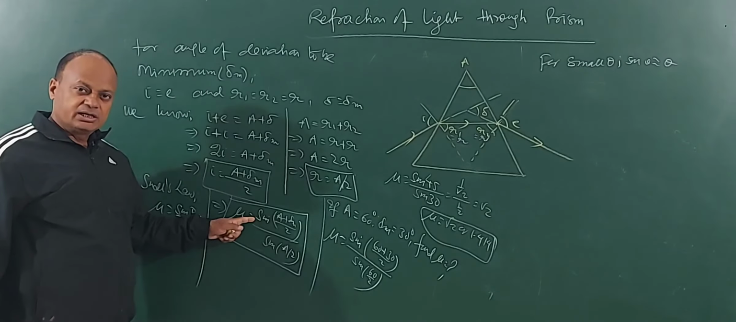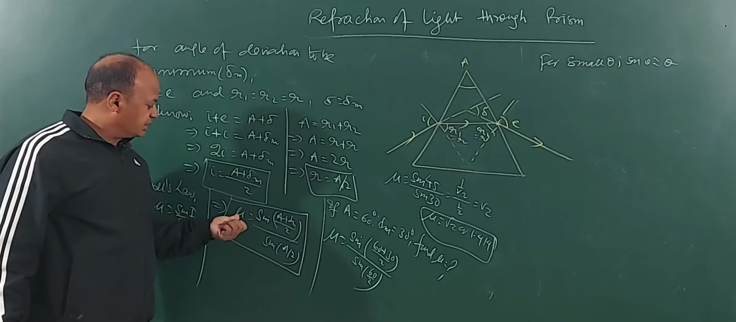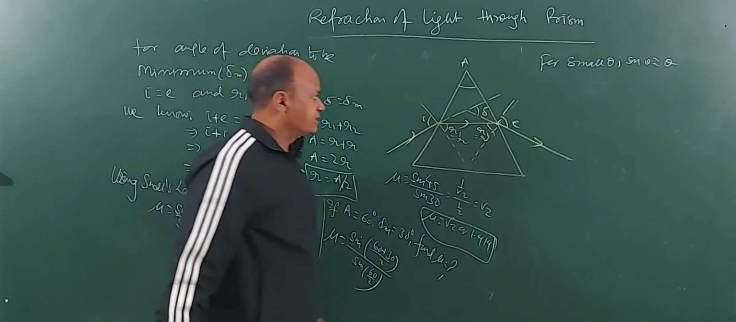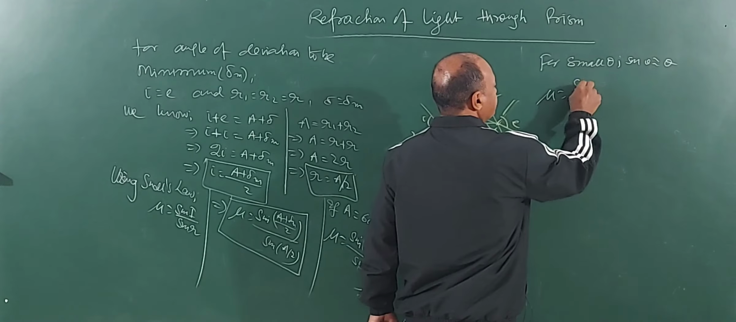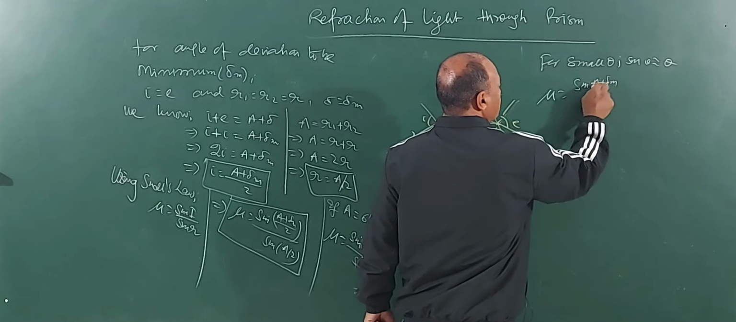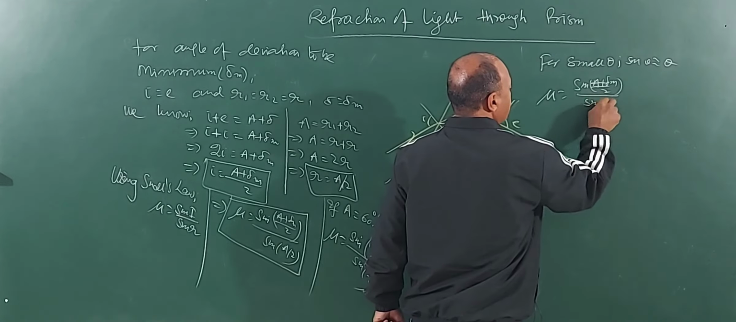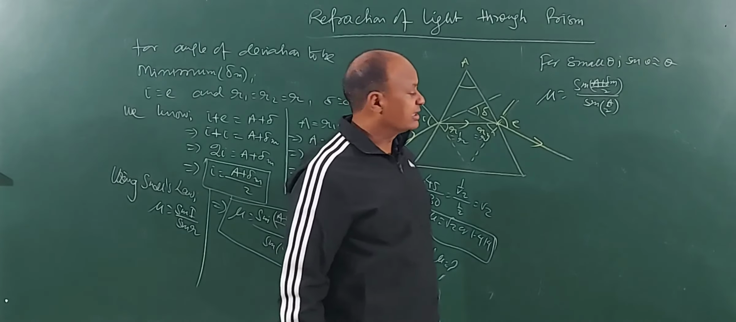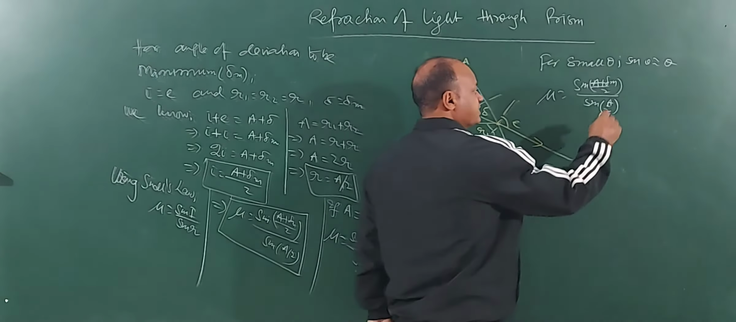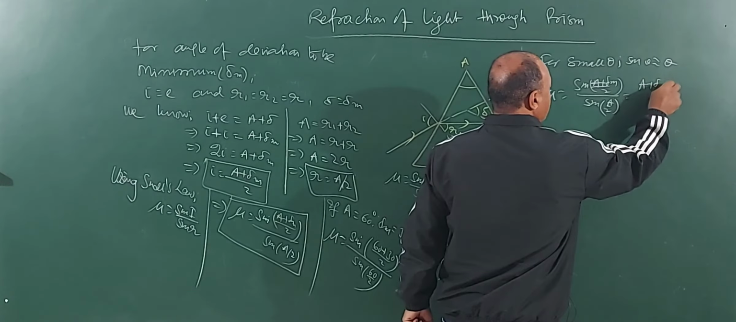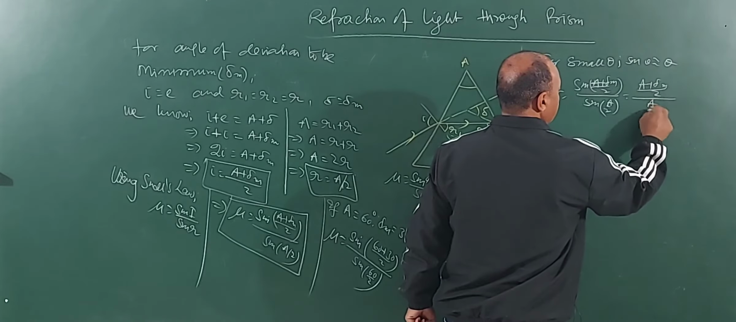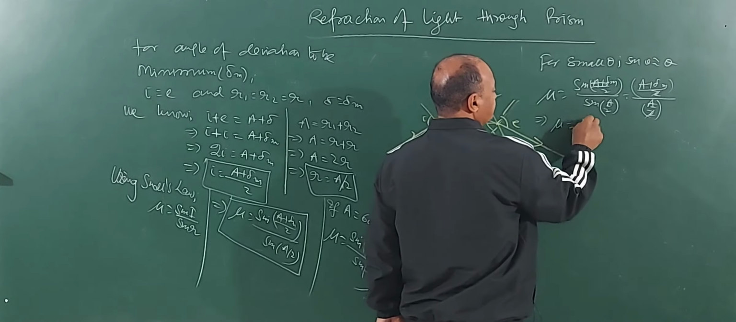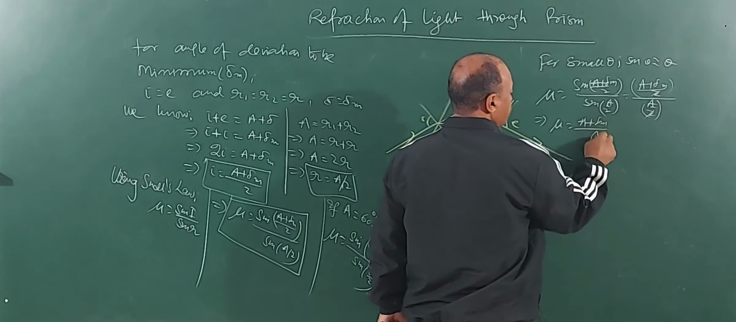Now we can use this approximation to transform the refractive index in terms of A and delta m. This is an important result we will be getting. Mu is equal to, we wrote, sin of A plus delta m by 2 divided by sin of A by 2. And then we said for small angle sin theta is same as theta. So I can remove sin. I can say this is equal to A plus delta m by 2 divided by A by 2. Now we can cancel out 2 and 2. So what we get? Mu is equal to A plus delta m divided by A.